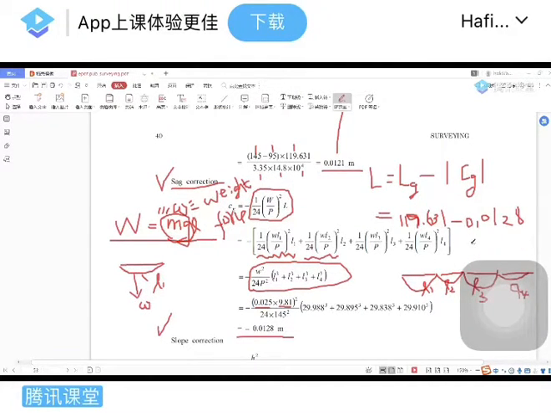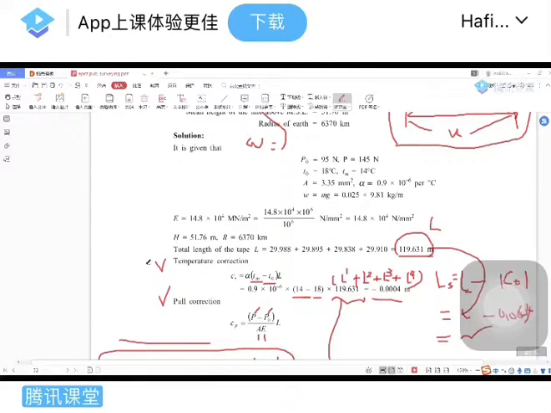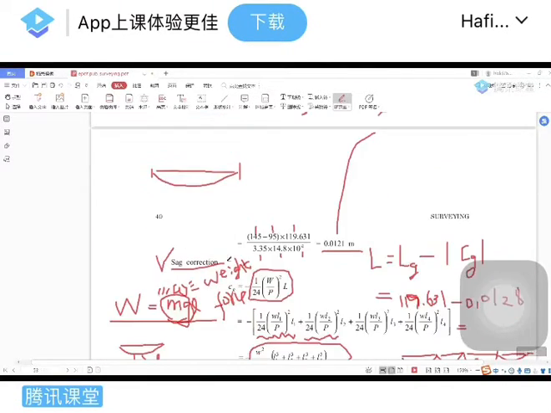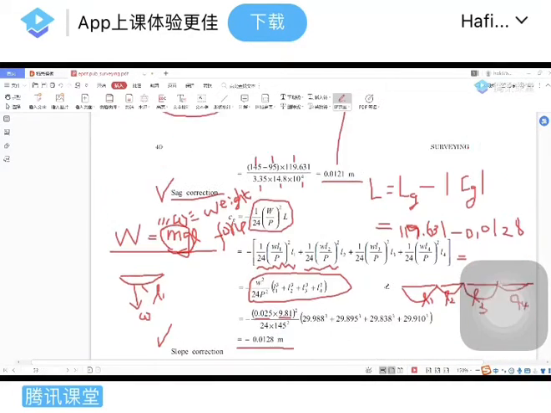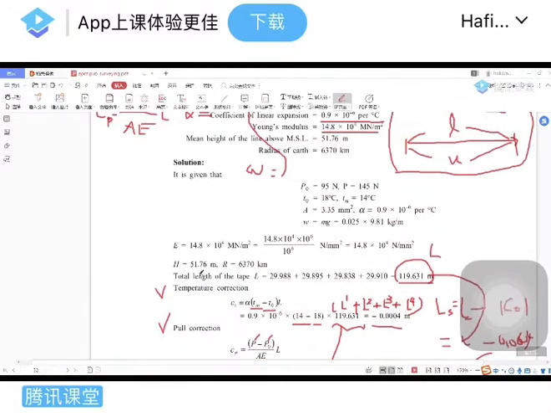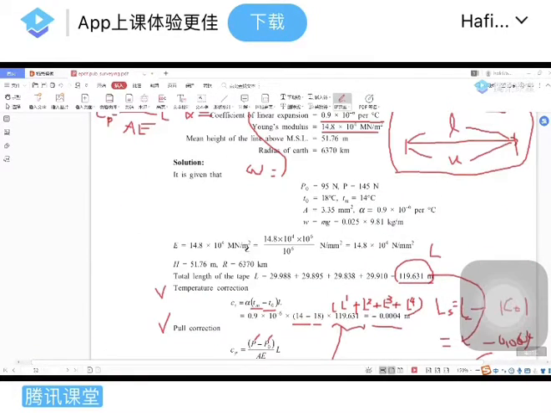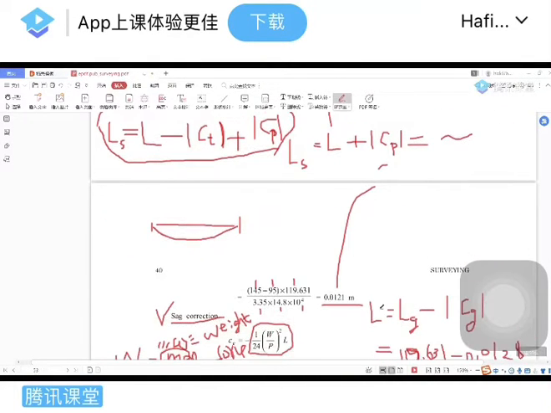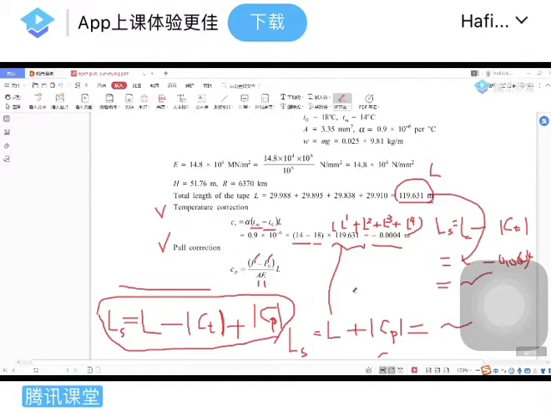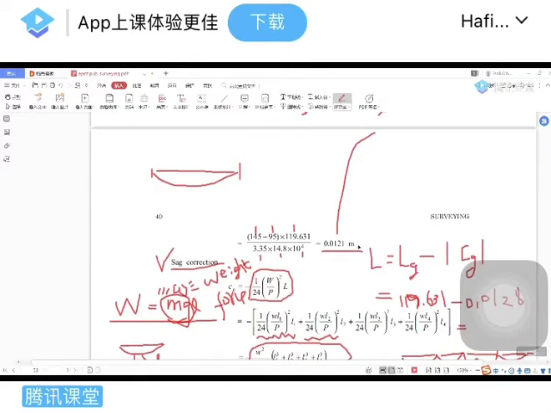So in total, you can get this value. This value is your error. It's still in error. You haven't corrected the temperature. You haven't corrected the pull. You just corrected the sag first. I prefer to correct the sag first, before you do the temperature. Since this has been corrected, once you want to consider these two corrections, you can replace this error with this error. So this error will become the new error for you.